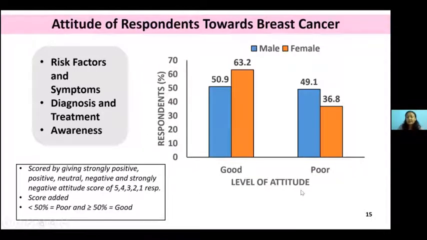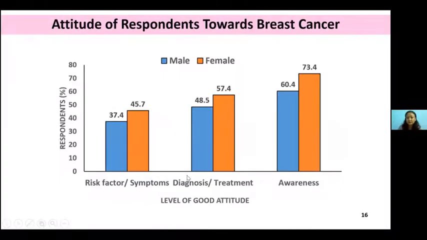And this graph shows the level of attitude of the respondent toward breast cancer. Here, it shows that 50.9% of male and 63.2% of the female have good attitudes towards breast cancer. And this also shows the level of good attitudes of the respondents. Here, attitude was divided into risk factor and symptoms, diagnosis and treatment, and awareness. Here, 60.4% of male and 73.4% of female have good attitude regarding the awareness towards breast cancer.